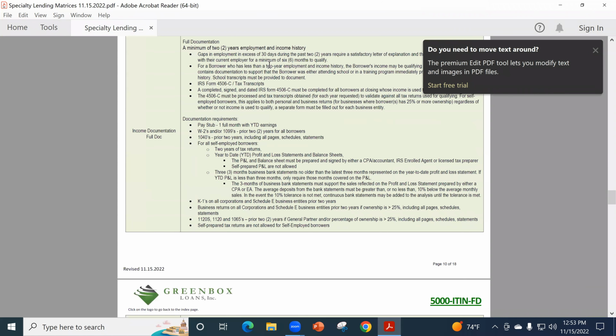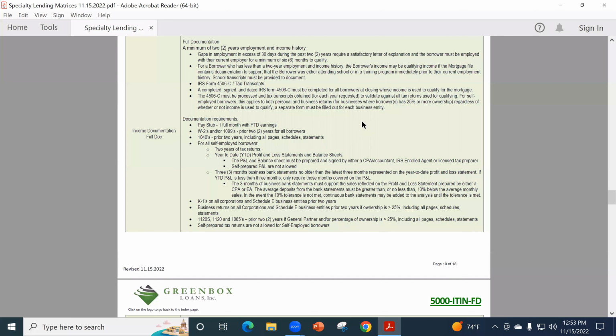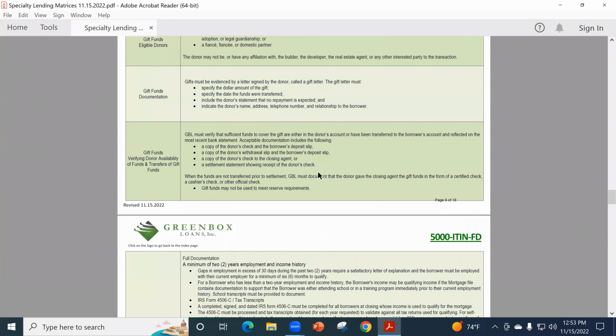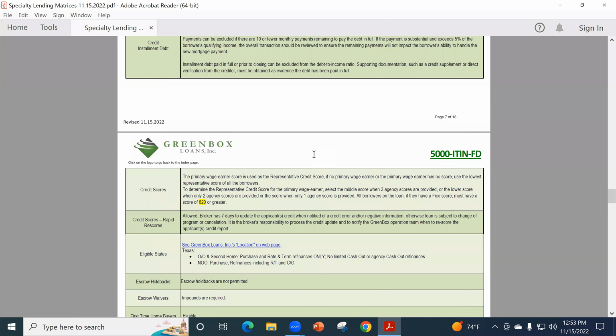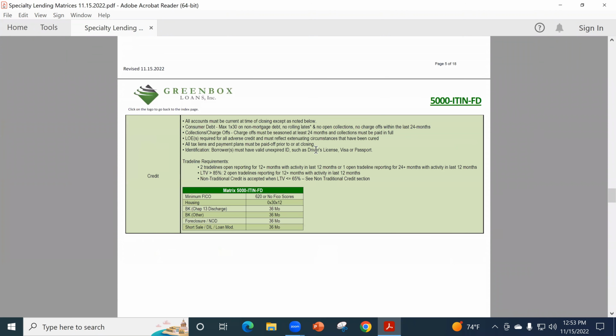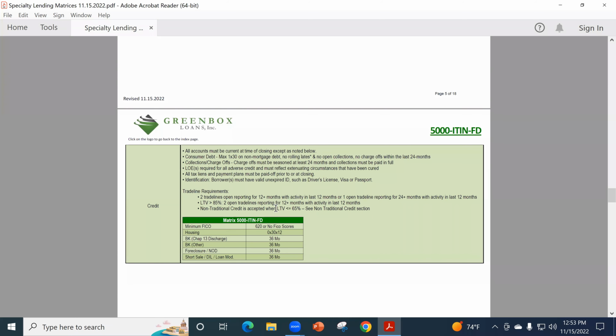Any other questions for full doc? For credit and an ITIN loan, we cannot use trade lines as they are not acceptable, correct? Trade lines go under credit. What kind of trade line? We have two trade line requirements. You could also have one if they have that trade line for the last 24 months. It would be right here: two trade lines open, reporting for 12 plus months with activity in the last 12 months, or one open trade line for 24 plus months with activity in the last 12 months.